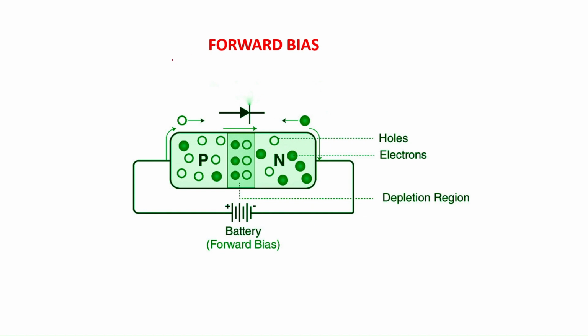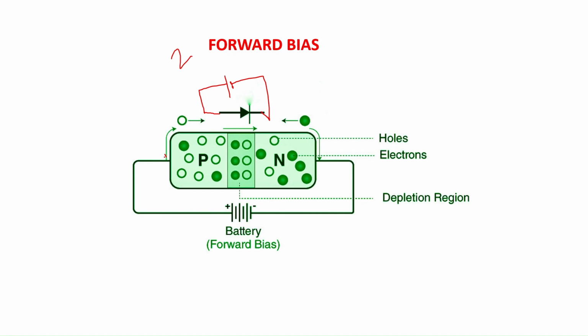In a forward bias, the positive terminal of the PN junction diode is connected to the positive pole of the battery, and the negative terminal of the PN junction diode is connected to the negative pole of the battery. P-type material is connected to the positive pole, and N-type material is connected to the negative pole.